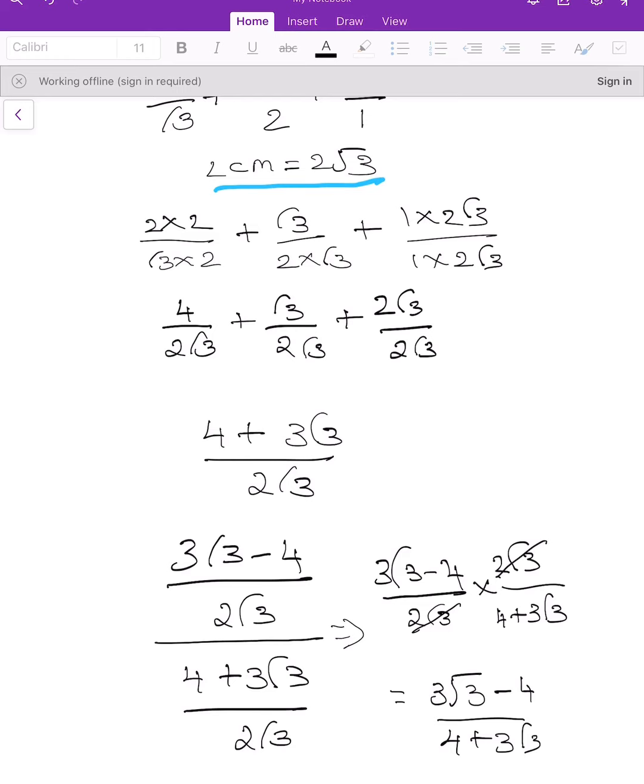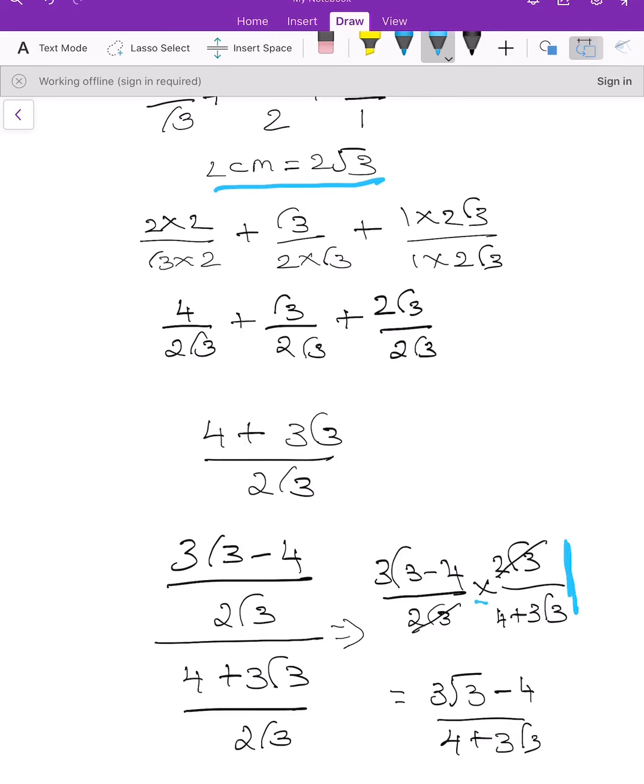When I have to divide, I'll just reciprocate it and do the multiplication. So I'm reciprocating and multiplying here. The numerator has become the denominator and the denominator has become the numerator. Only the denominator I will reciprocate. I will not do anything with the numerator. Numerator I'll write as it is. Now the 2 root 3 get cancelled. So remaining is 3 root 3 minus 4 by 4 plus 3 root 3.